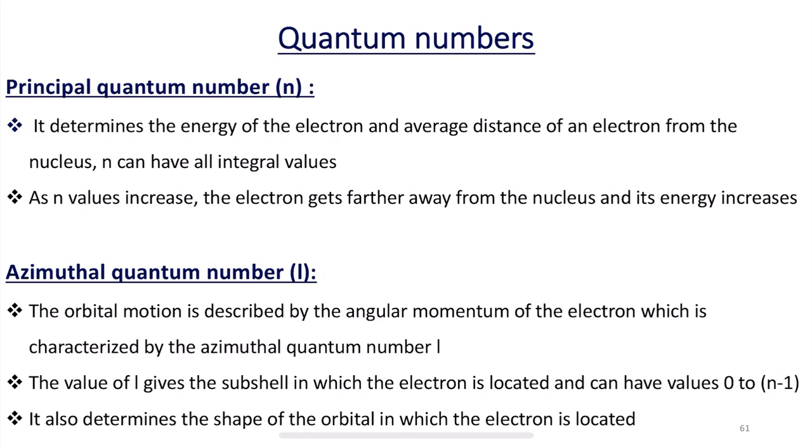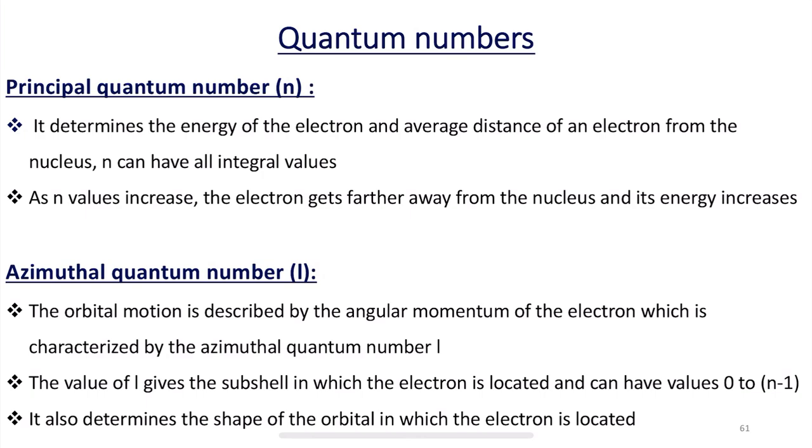So, what are the possible values for these 4 different quantum numbers? Usually the principal quantum number can have all the integral numerical values, that is 1, 2, 3, 4 etc. The angular momentum quantum number can have 0 as a possible value, or 1, 2, 3 up to n minus 1, and the magnetic quantum number can also be negative.